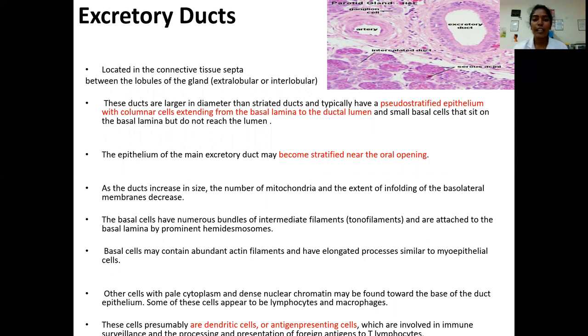These ducts are larger in diameter than the striated ducts and typically have a pseudostratified epithelium with columnar cells extending from the basal lamina to the ductal lumen and small basal cells that sit on the basal lamina but do not reach the lumen. The epithelium of the main excretory duct may become stratified near the oral opening. As the duct increases in size, the number of mitochondria and the extent of infolding of the basolateral membrane decrease. Basal cells have numerous bundles of intermediate filaments and are attached to the basal lamina by prominent hemidesmosomes.